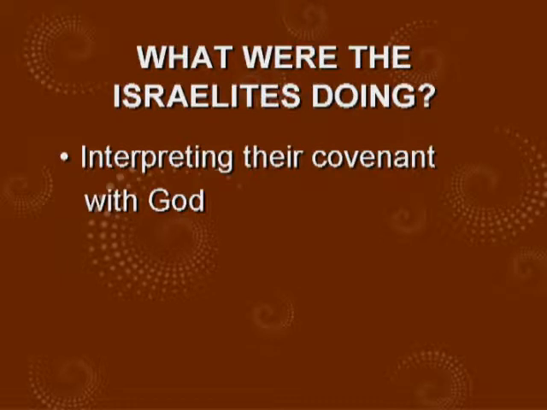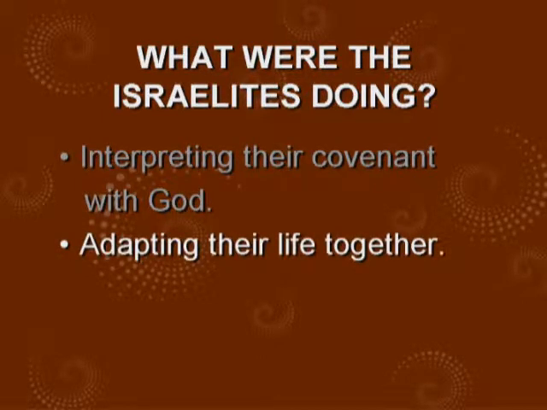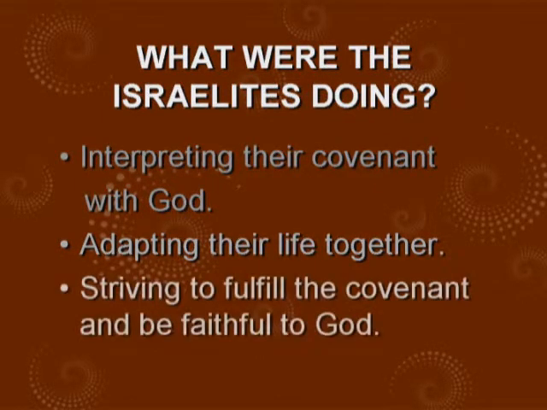What were the Israelites doing, and why and how were they doing it? In Exodus 21, Deuteronomy 15, and Leviticus 25, Israel was interpreting its covenant with God in the context of its changing historical circumstances, adapting its life together in view of its conclusions, and thus striving to fulfill the covenant and be faithful to God under all conditions and in every facet of its community.